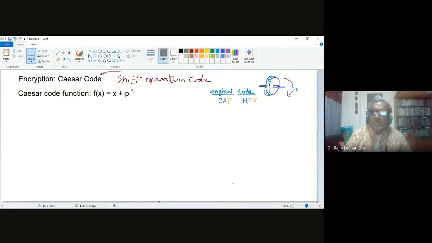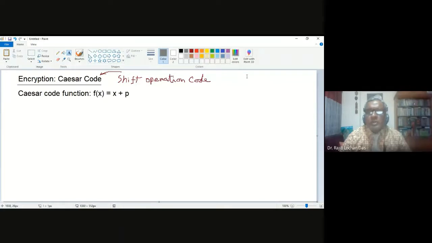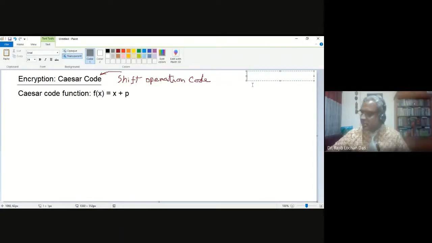Yes. So let us start doing the calculation for Caesar code, and we already know this is the function. So we need to know another thing. It is also important. That is the numbers for letters. We are not considering small letter or capital letter. We are just writing all capital.